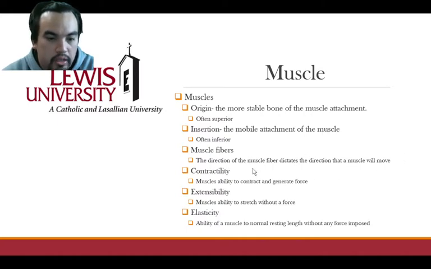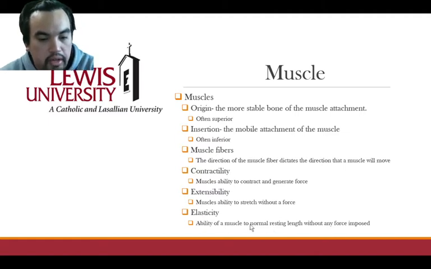Okay, contractility is the muscle's ability to contract. The extensibility is the muscle's ability to stretch. We've talked about both of those. And elasticity is the ability of the muscle to return to its normal resting length.